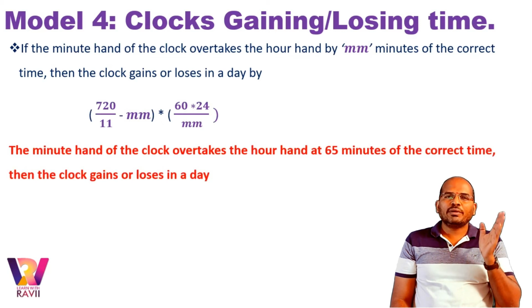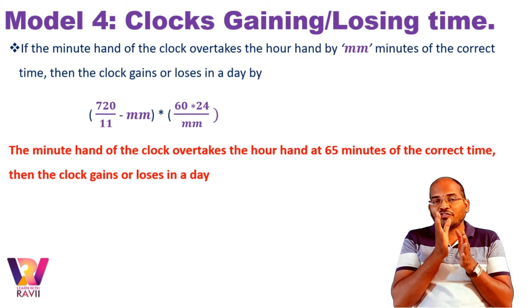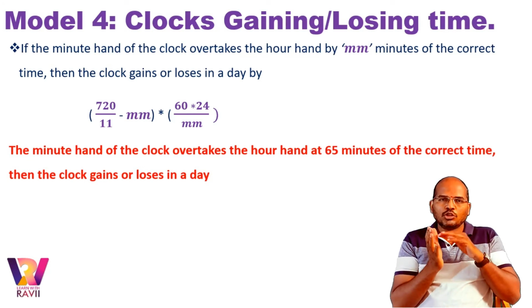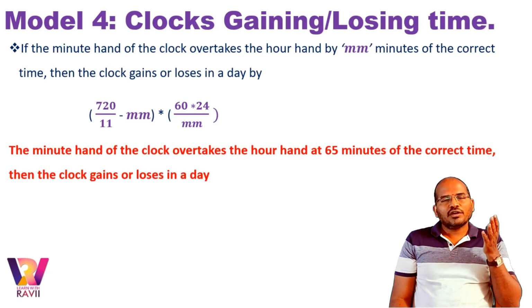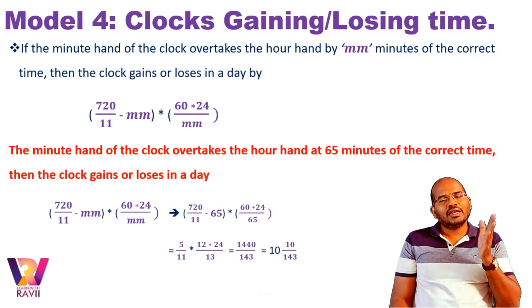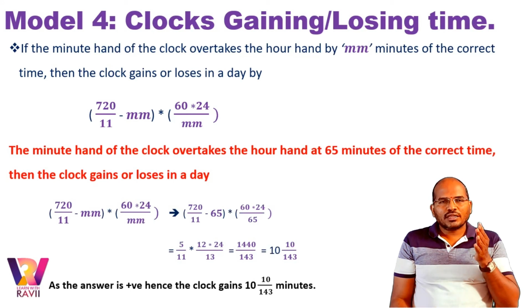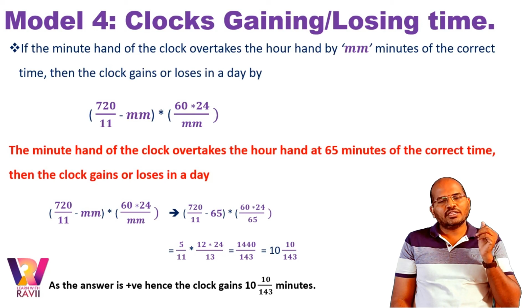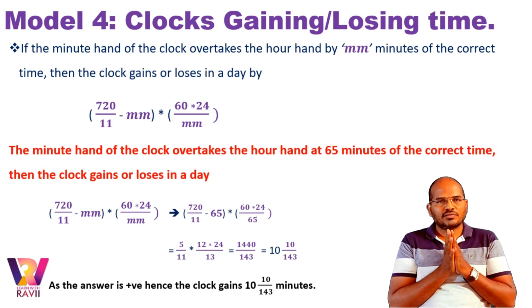The example says the minute hand of the clock overtakes the hour hand at 65 minutes only. It should be 65 5/11, but he says that the minute hand is overtaking after every 65 minutes. So the clock is gaining time, right? Now the question is, find the clock gain or loss. So mm value is 65, plug in the value, you get the answer as 10 10/11. So as the result is positive, we say that the clock is gaining 10 10/143 on the particular day in the clock. So the clock gains 10 10/143 minutes.